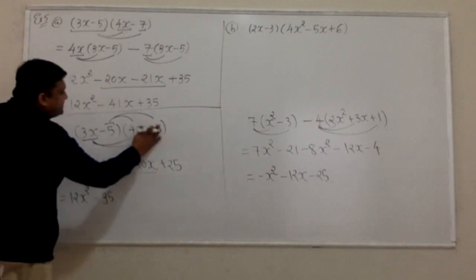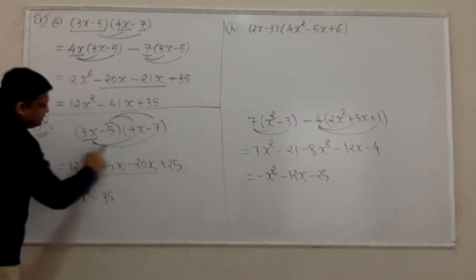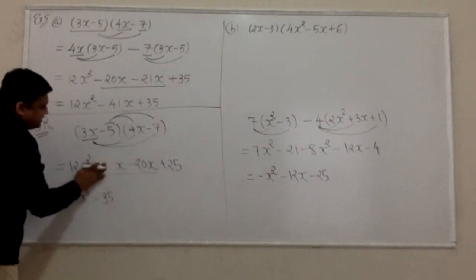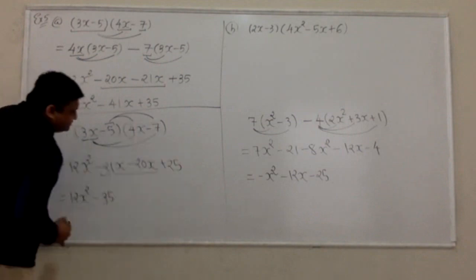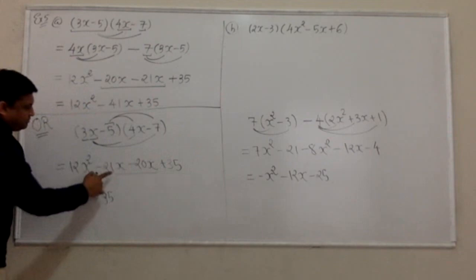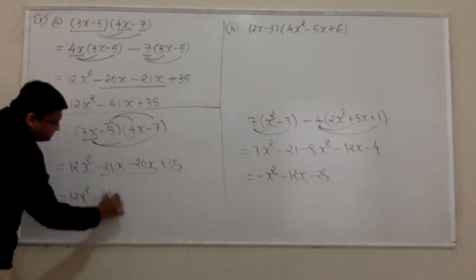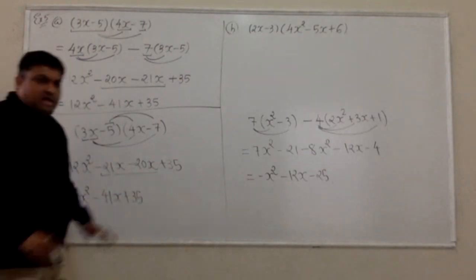Look at this. 12x squared minus 35 of 4x minus 7. Oops. Okay, so 12x squared minus 21x minus 20x plus 35. All right. 12x squared minus 41x plus 35, and that's what I get.